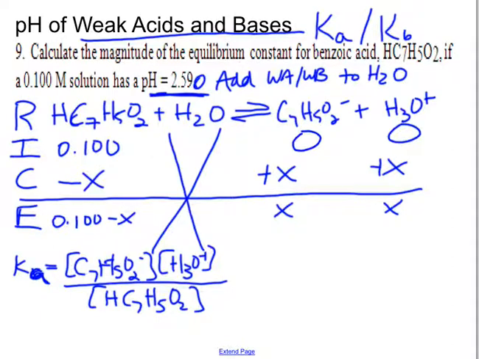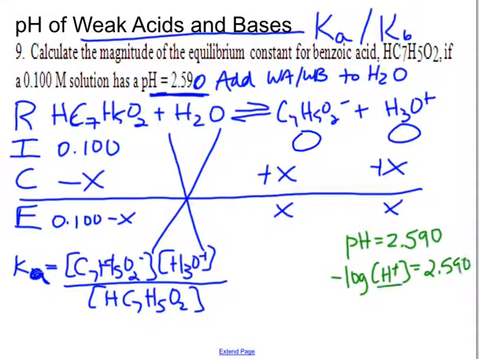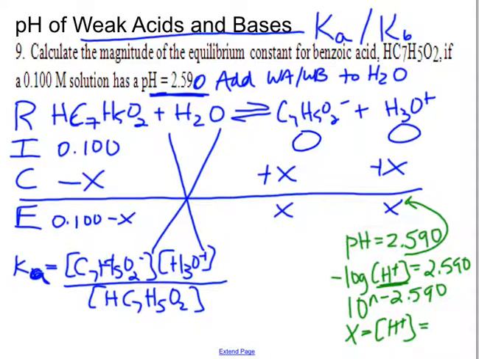What else did they give us? They said pH is equal to 2.59, and I added that 0. How does that help me? Perfect. If I take the negative log of the H plus concentration, or H3O plus, that's equal to my pH. So what I'm going to do is solve for that, which is my X. So 10 to the negative 2.590. Give me 3 sig figs in my concentration. Ten to the negative 2.590. I need 3 sig figs. All right, so that's what X is equal to.